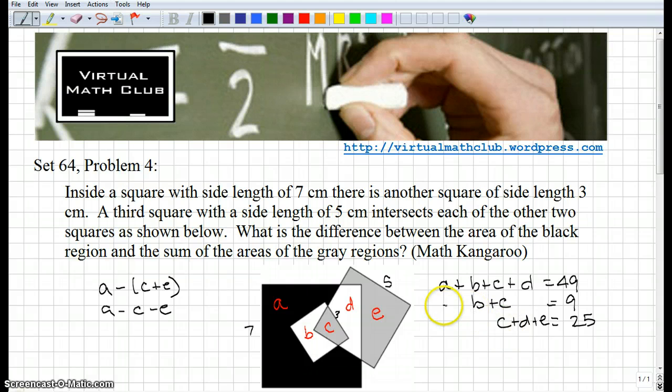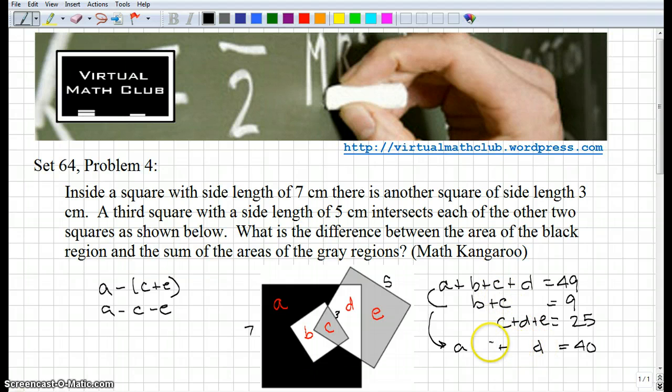If I take these first two equations, okay, just these first two, I can combine them just by subtracting one from the other. I can actually get rid of B plus C. So I can figure out that A plus D is equal to 40 square centimeters. Okay? Just by combining these two. I'm subtracting the second one from the first one.